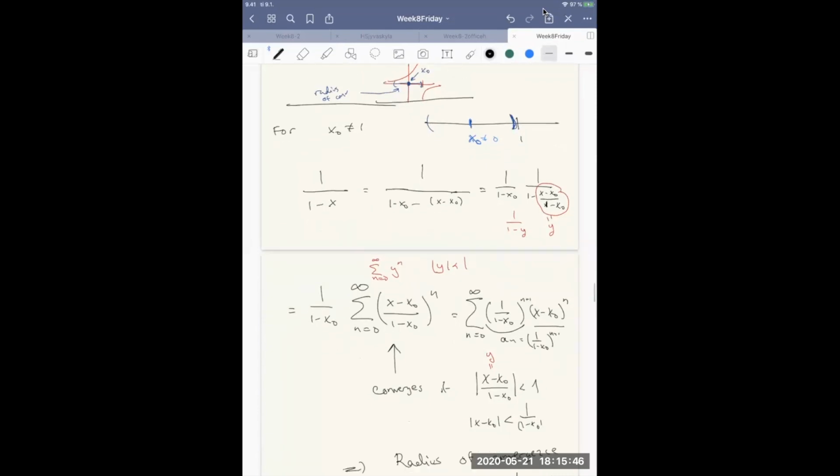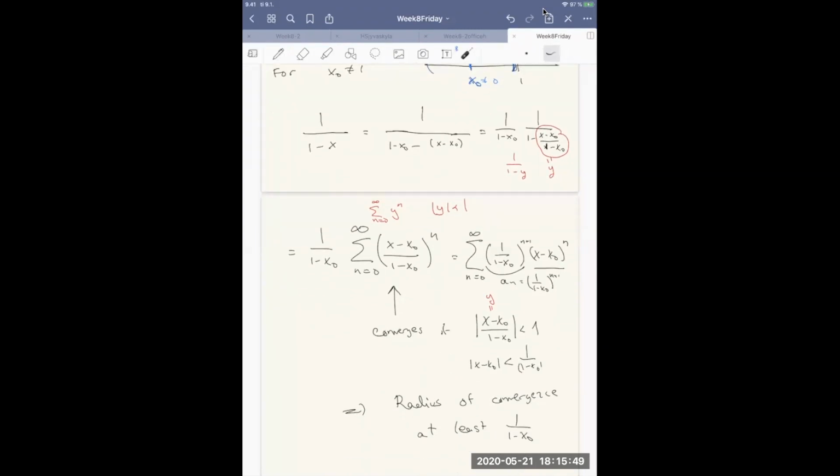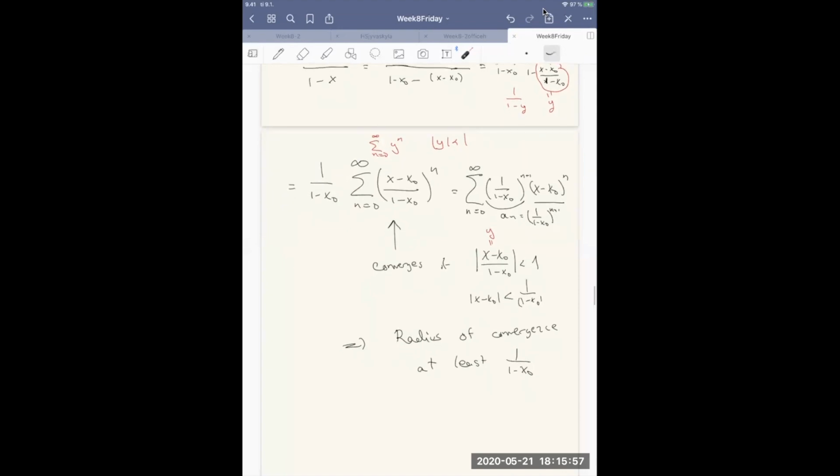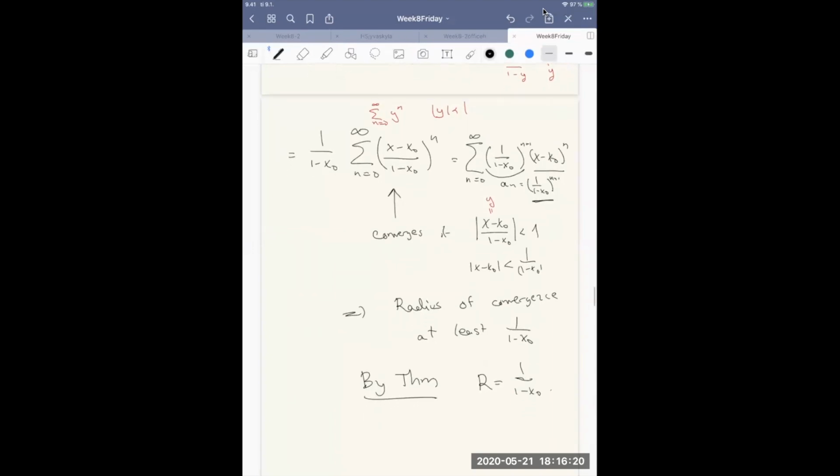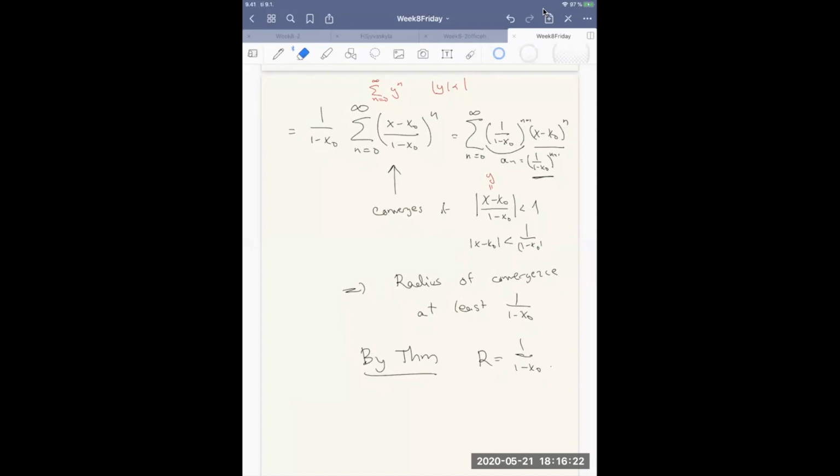And this series converges, it can be verified directly, when y has absolute value less than 1, or when x minus x0 has absolute value less than 1 over 1 minus x0. That's when all of this was valid. So the radius of convergence is at least 1 over 1 minus x0. By the theorem, if you take the nth root of this expression, you will also get that r is actually equal to 1 over 1 minus x0. There's a typo here. No reciprocal.